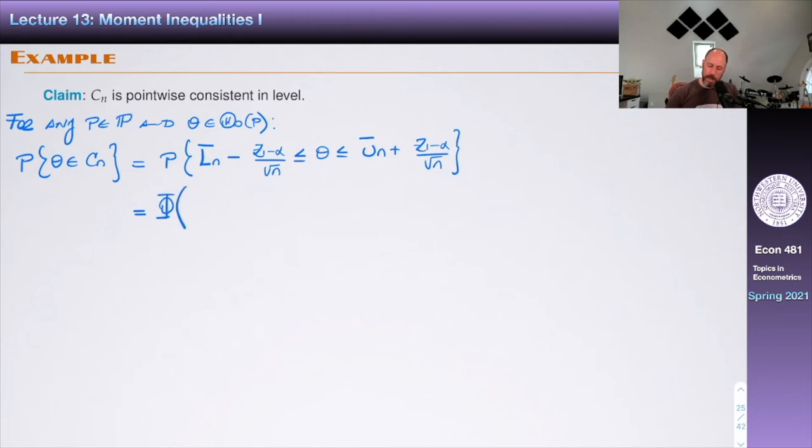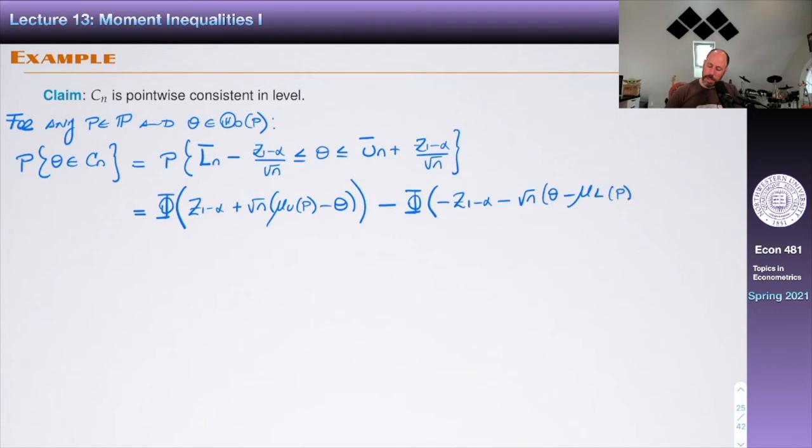This is equal, if you just think about it for a second, to the CDF of a normal at Z_{1-α} + √n (μ_U,P − θ), minus the CDF of a normal at −Z_{1-α} − √n (θ − μ_L,P). And so this is going to be equal... let me split this in two.